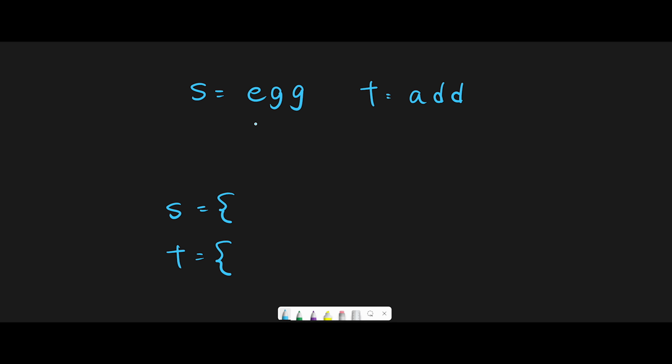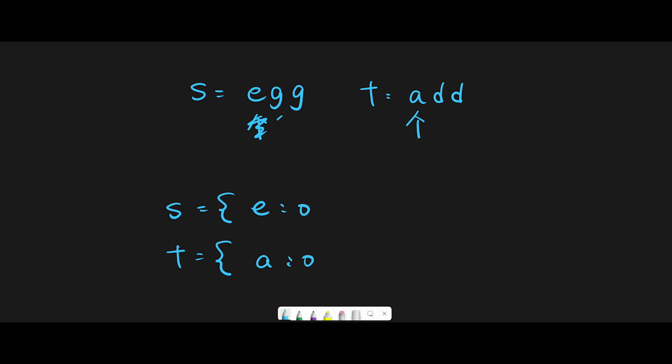Let's iterate through one by one. So we find E from S and we find A from T. Let's look at the hashmap. There's no data, so we just add E to the hashmap for S. E is index 0, right? And add A to the hashmap for T. And A is index 0, right? Next, compare the indices of E and A. They are the same, so there is no problem.